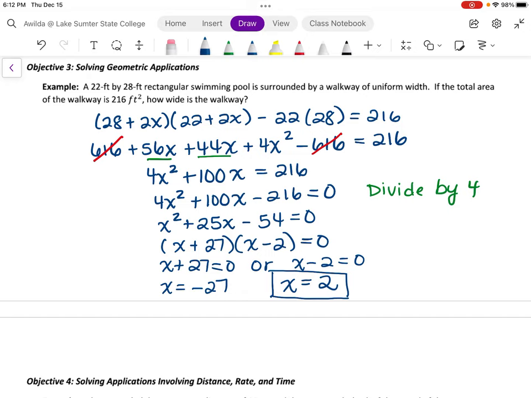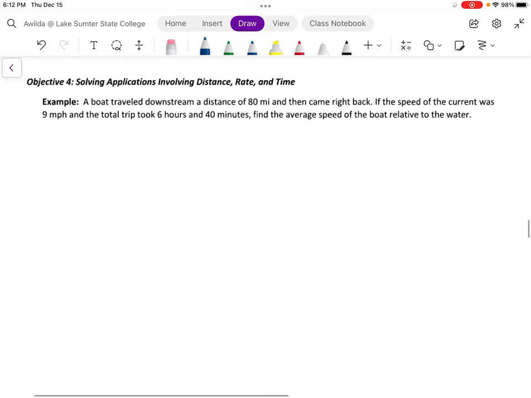Let's look at one more example for an application of a quadratic equation. This one is rather involved, so make sure that you have plenty of space to write down the work. We're told that a boat traveled downstream a distance of 80 miles and then came right back. That means it traveled another 80 miles on the return trip. If the speed of the current was 9 miles per hour, so that means that the water itself was traveling in one direction at 9 miles per hour, and the total trip took 6 hours and 40 minutes, we need to find the average speed of the boat relative to the water.